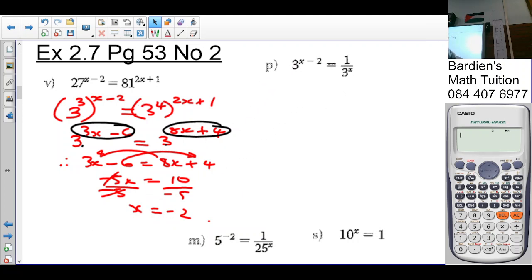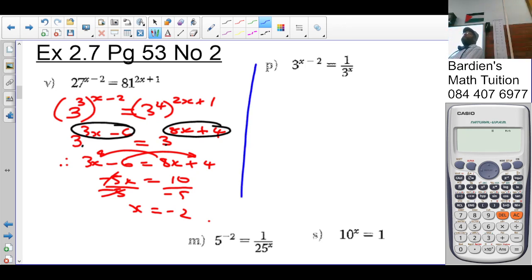Look at P. Who asked for P? Go for it. You are a yes. 3 to the power 3x times 3 to the power of minus 6 equals 3 to the power of minus 8.